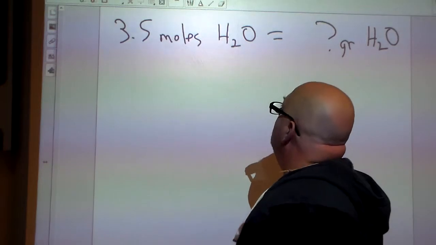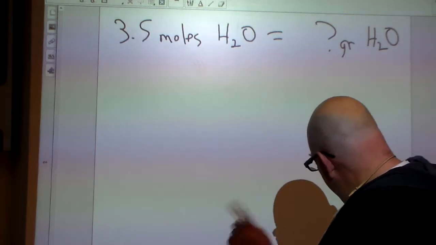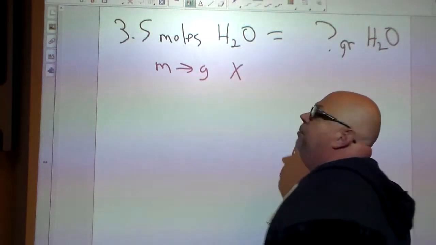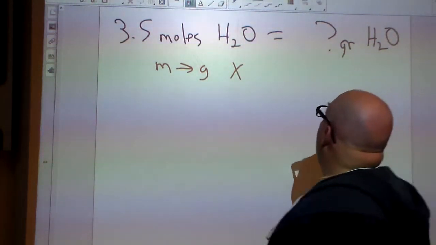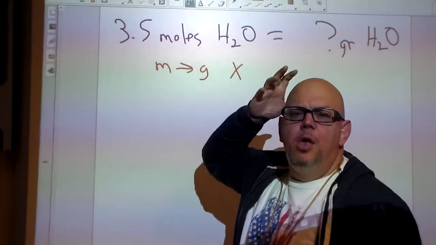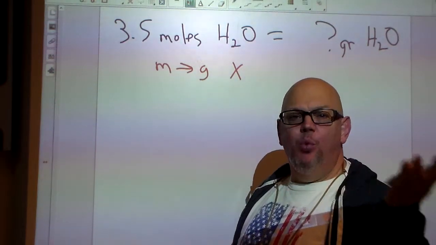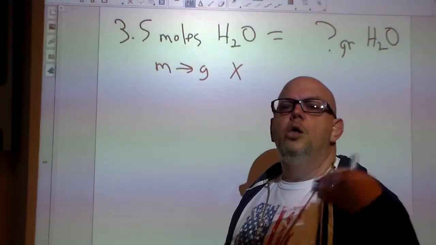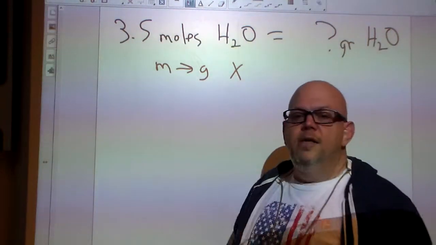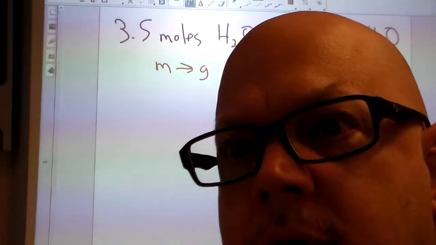Here's an example. 3.5 moles of water gets us how many grams of water? Now, the big secret for this formula, if we're going to go from moles to grams, we have to multiply. So what are we multiplying? Well, we've got the 3.5 moles, but we're going to have to multiply it by how many grams there are in a mole of water, also known as the molar weight, molecular weight, formula mass, molecular mass. There are all these different names, but they all mean the same thing.